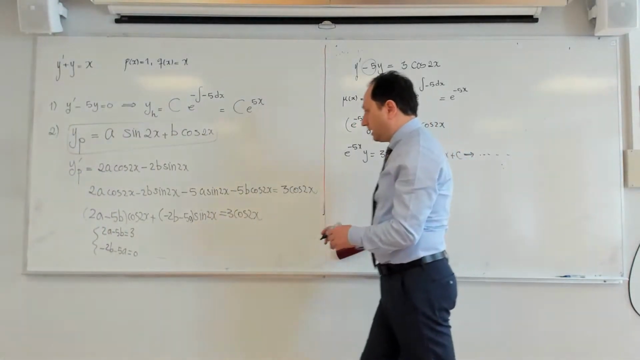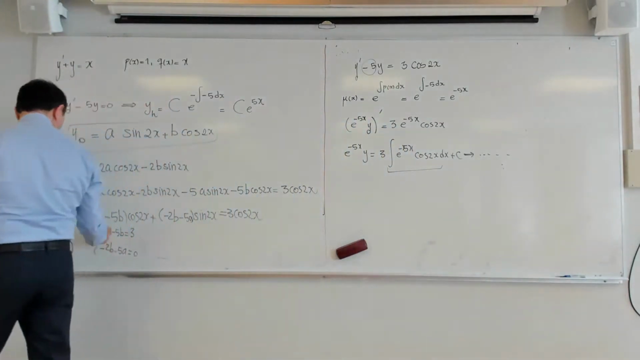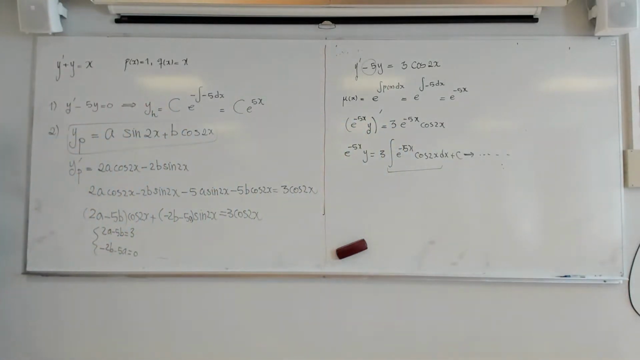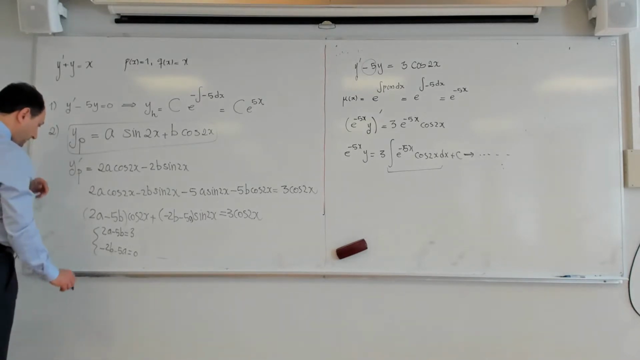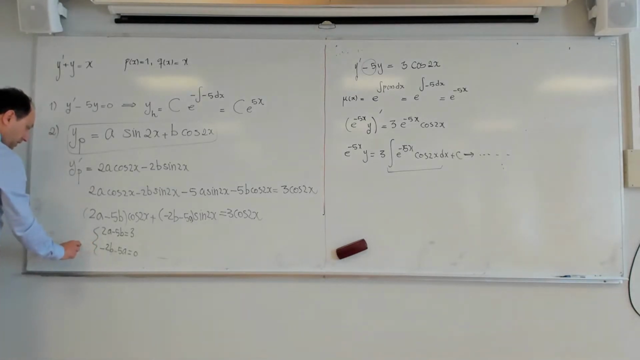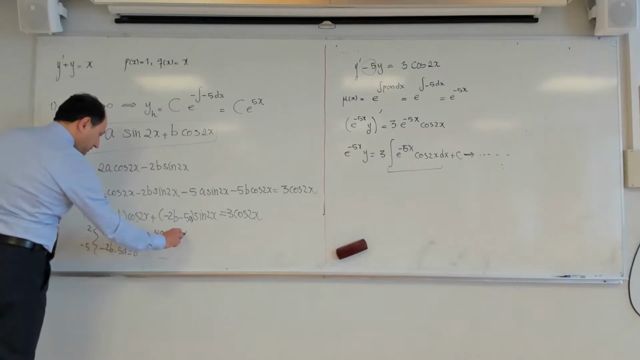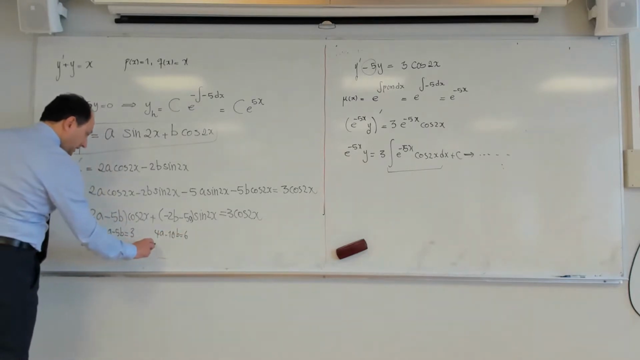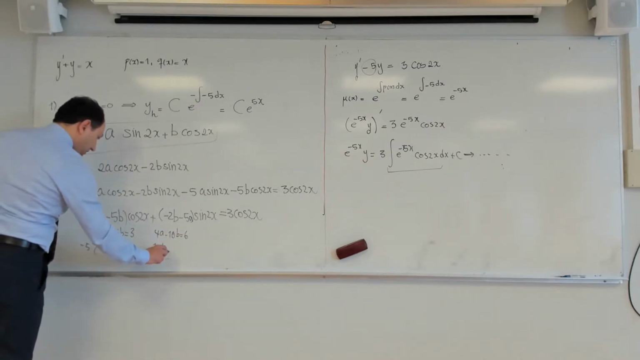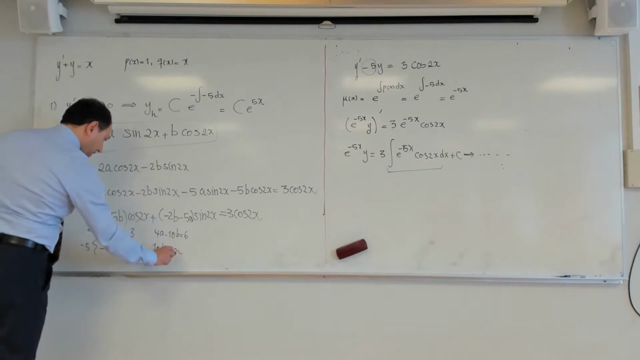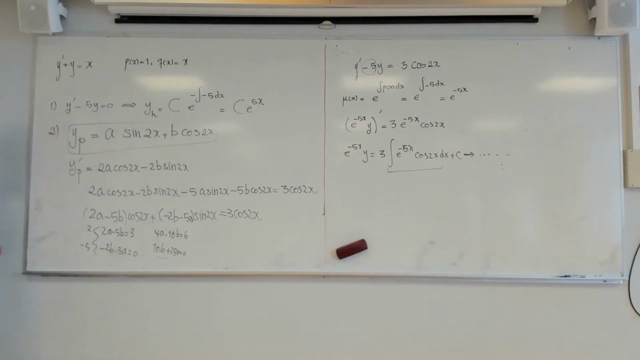So if you solve this system, you can find A and B. For example, I can multiply this by -5, this by 2. So this becomes 4A minus 10B is equal to 6. And then this becomes 10B plus 25A equals 8 is equal to 0. And then I add them.